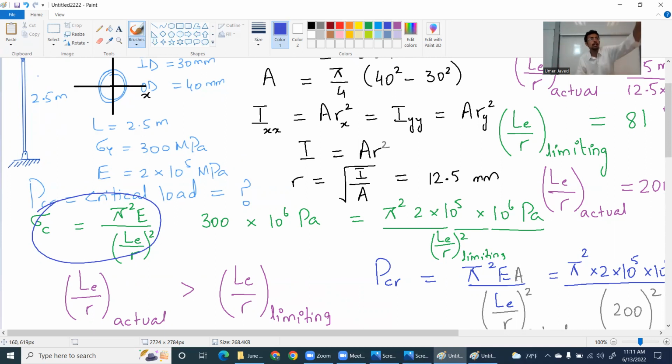I said sigma is equal to P over A. Look here, I took the A to the right hand side. So I wrote the same expression one more time in another way. But this time around, in order to calculate the critical load, I had to use Le over r actual. That's the only difference. It's the same formula, but I'm using it differently. 100% clear? Okay.